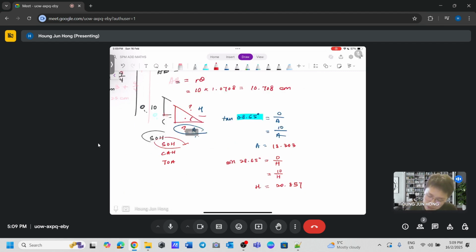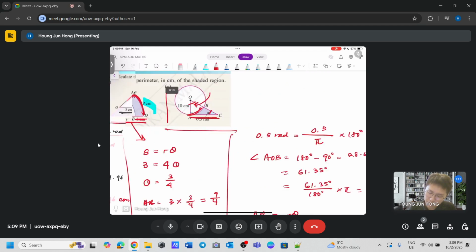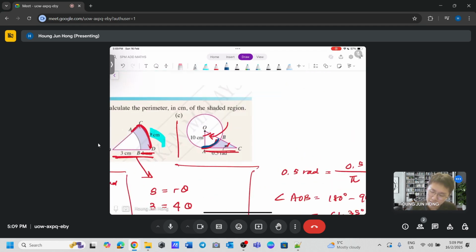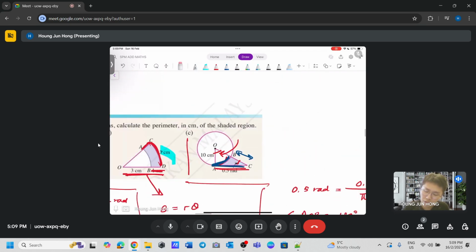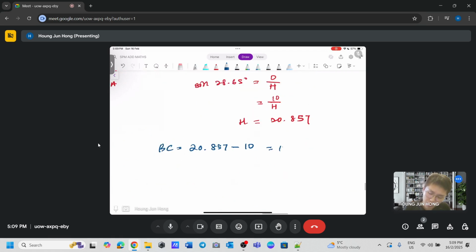But again, just bear in mind, your question wanted to find AB and AC and then BC. Only BC, not the whole triangle. So what is BC? BC should be the whole length minus the radius over here. So essentially, it's the whole length 20.857 minus the 10 cm radius. Why do we minus the radius? Because you see here, this whole length should minus off the radius, then you get BC. So that's BC, 10.857.